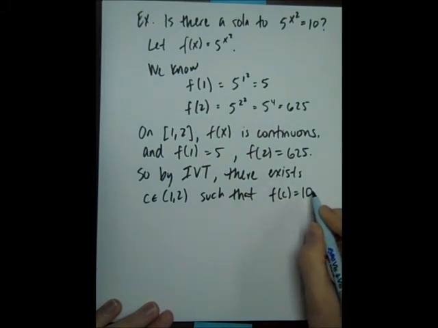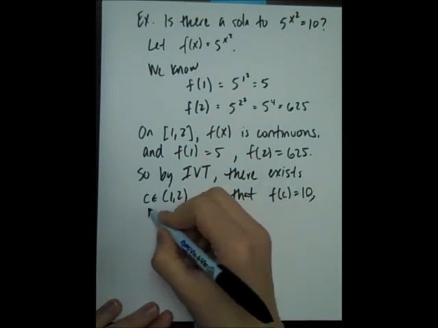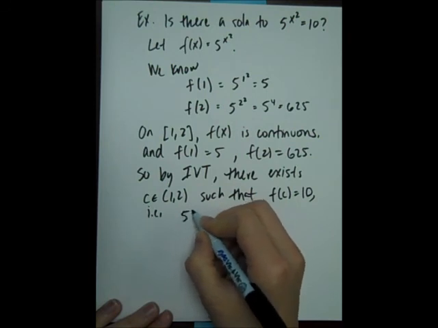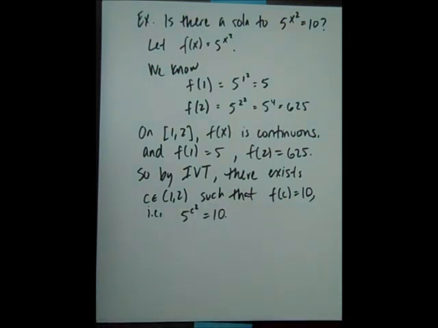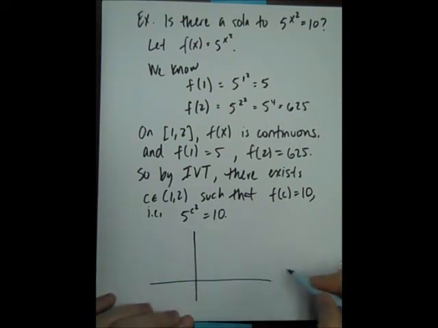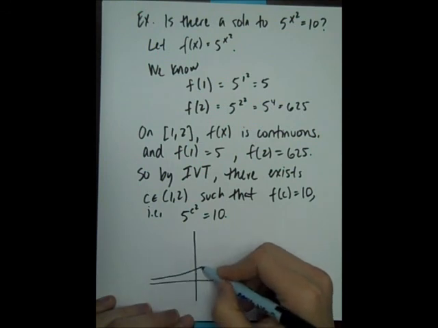And remember, f of c, this is the same thing as saying 5 to the c squared equals 10. So there was a solution. We found that there was a solution by the intermediate value theorem. Pictorially, what is this saying? So my function looks something like this.